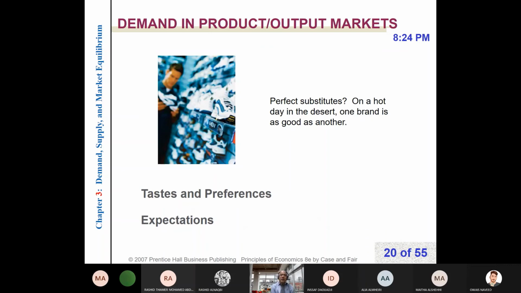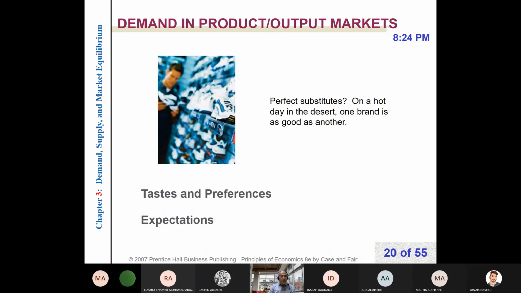Assume Maryam Noor, she's an environmental activist, said if you eat red meat more frequently, you will get heart attack. So that will affect you to buy less red meat. So demand for red meat will decrease. So tastes and preferences also affect demand.